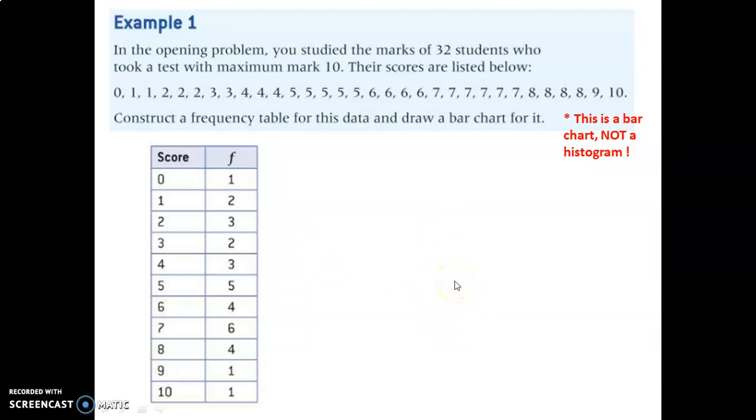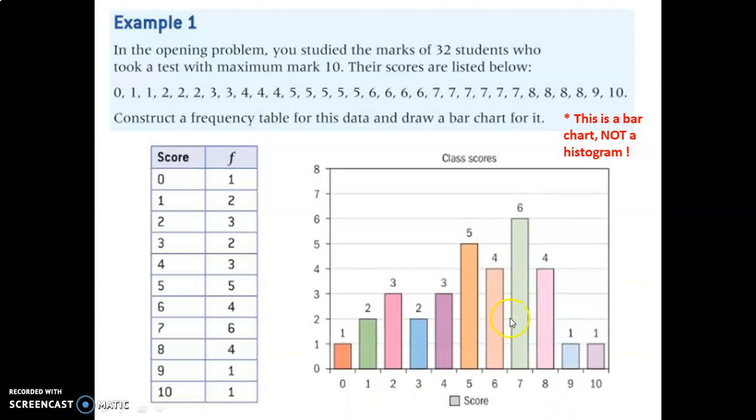Would this be a bar chart or histogram? Well, it would be a bar chart because this is discrete data, right? You cannot have scores in between 0 and 1 and so on. You can only have those exact scores. This is discrete data, therefore we have a bar chart showing that. Okay, this is a bar chart, not a histogram. Important. So now let's contrast that with another example.